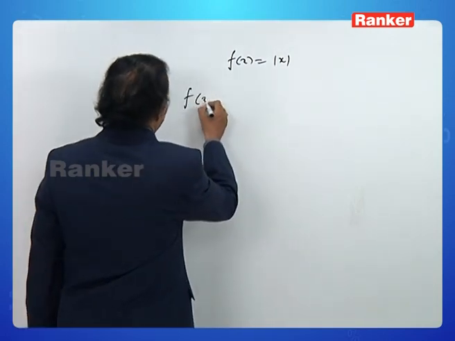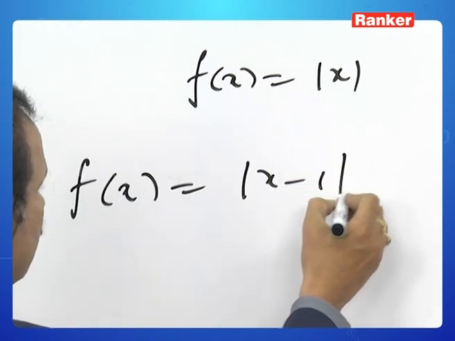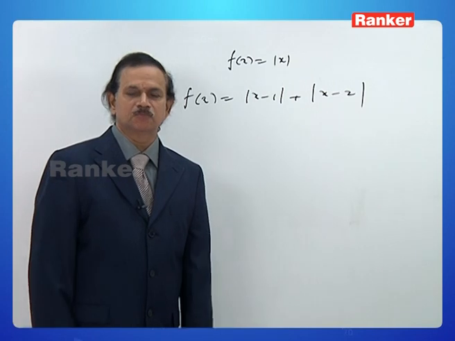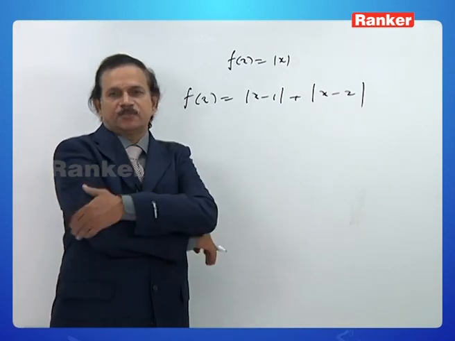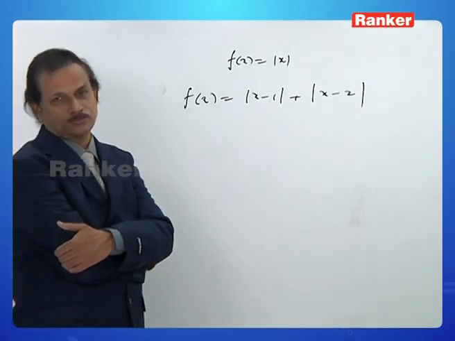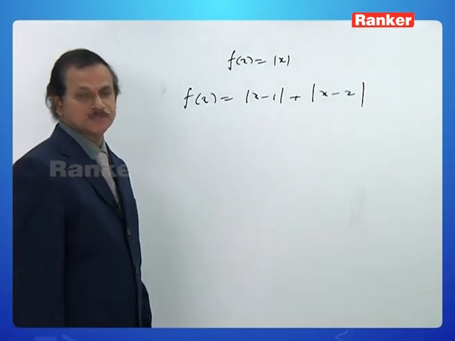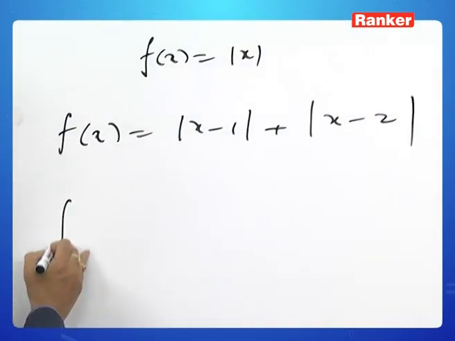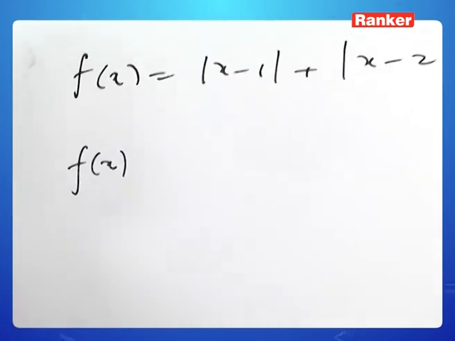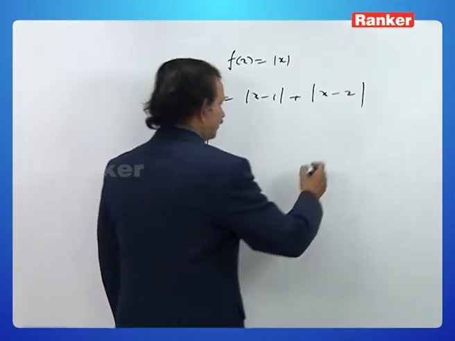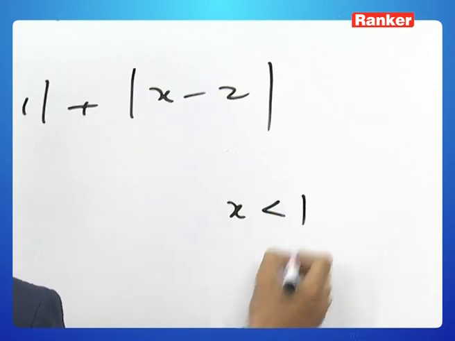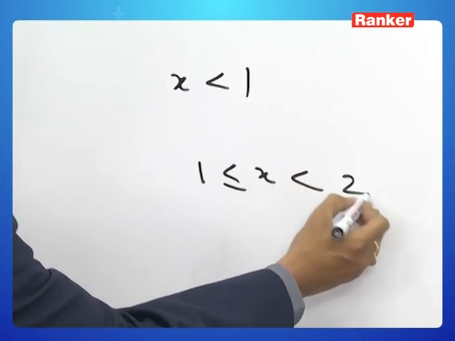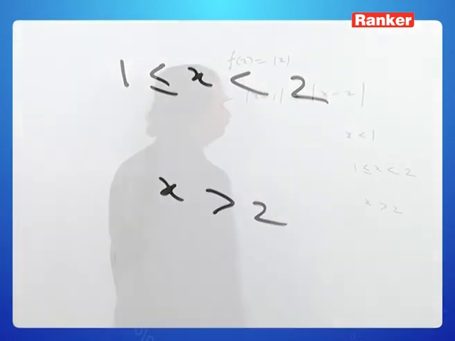What about f of x is equal to mod x minus 1 plus mod x minus 2? What do you say about this? Is it continuous at x equal to 1 or x equal to 2 or any other real number? Let us test. Let us divide this into 3 different regions: x less than 1, 1 less than or equal to x less than 2, x greater than or equal to 2.